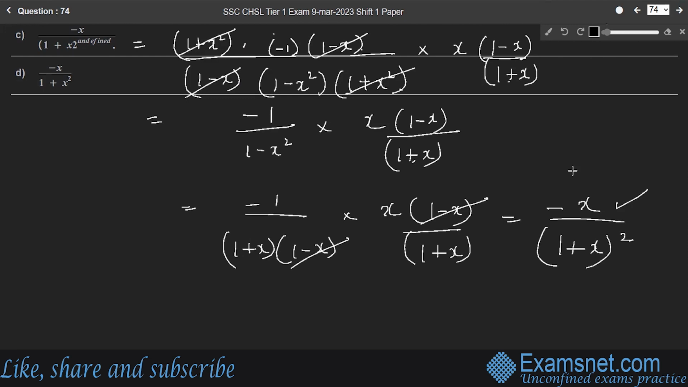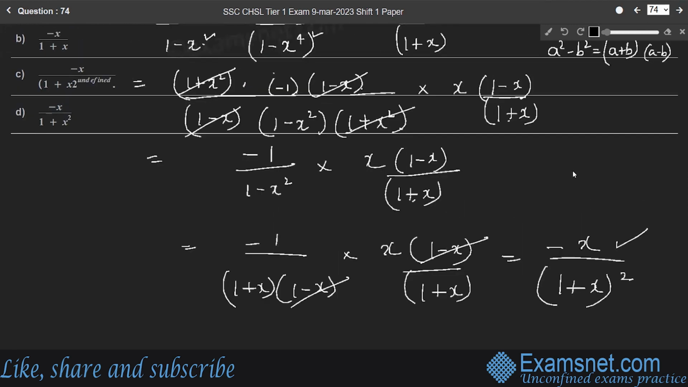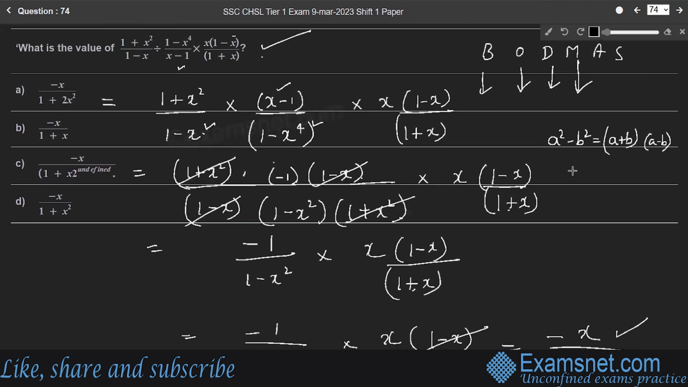Therefore, the answer is minus x by 1 plus x the whole square. So, which is option C. Because there is a small correction in option C, it is 1 plus x the whole square. Right? Therefore, option C is the right answer.